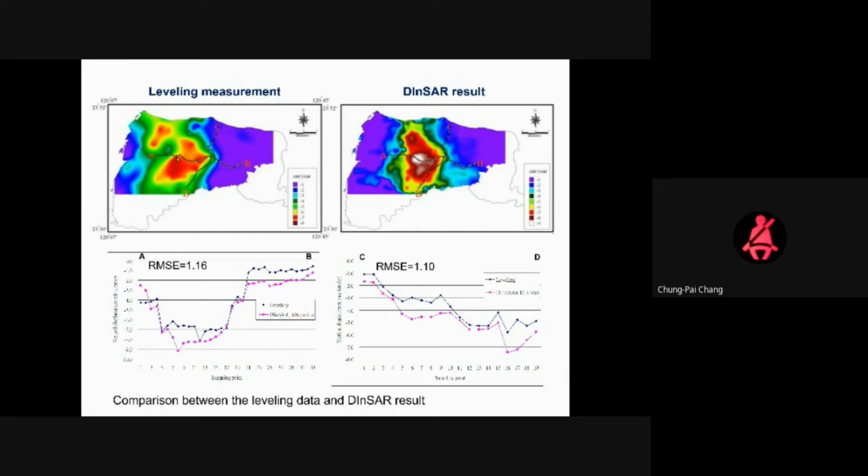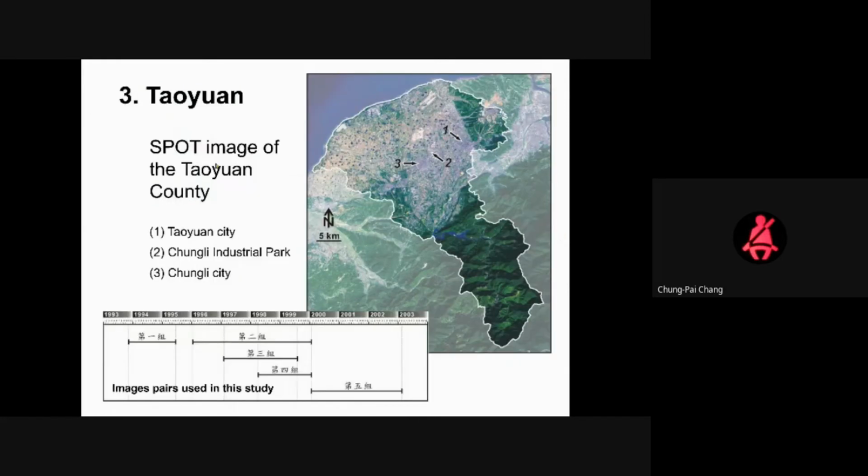And if you compare along these two tracks, this is a major point, and then two lines of measurement, A, B, and C, D. You can see actually the results are very, very similar. So it shows that our technique is very powerful, and the result is good enough for many studies. Okay, and for the Taoyuan area, it's the same.